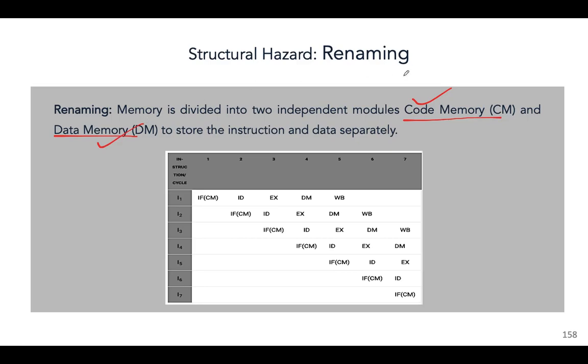Now what happens is instructions will be accessed from this part of the memory, whereas all other data will be accessed from this part of the memory. Albeit they are the same physical memory, since we have divided them into two different modules, they can be accessed simultaneously. That means that if one instruction is being fetched from the memory, the other one can be performing its data writing part at the same time during the same cycle.